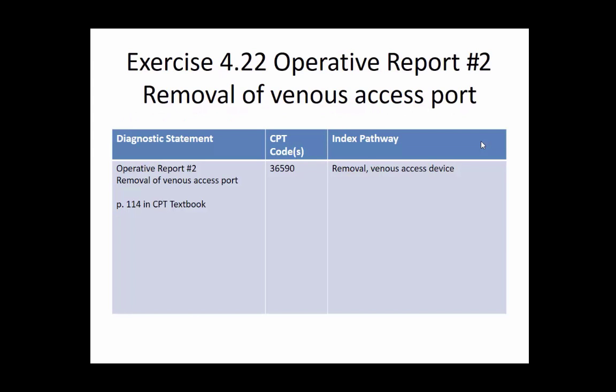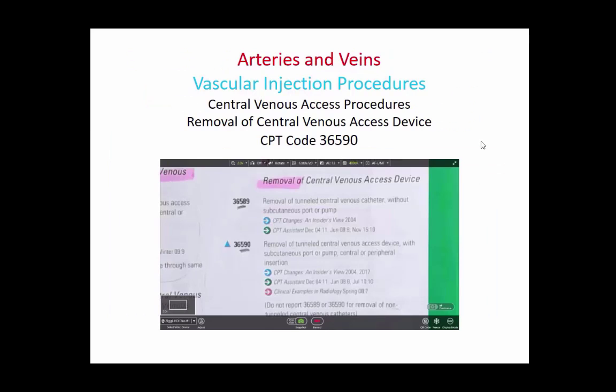In the textbook, exercise 422, operative report number 2, is the removal of a venous access port. And I have here the index pathway and the code, 36590. And here it is in the code book. You see there's only a few codes under removal of CVAD. And this one is a tunneled central venous catheter without a port or a pump.